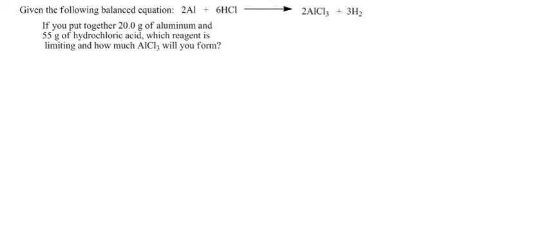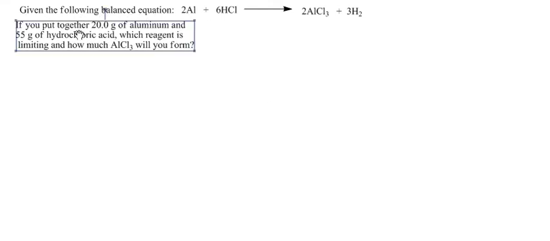I want to look at the following limiting reagent problem today. We're given a balanced chemical equation, and what we want to know is if we put together 20.0 grams of aluminum and 55.0 grams of HCl, which reagent is limiting and how much AlCl3 will be formed.